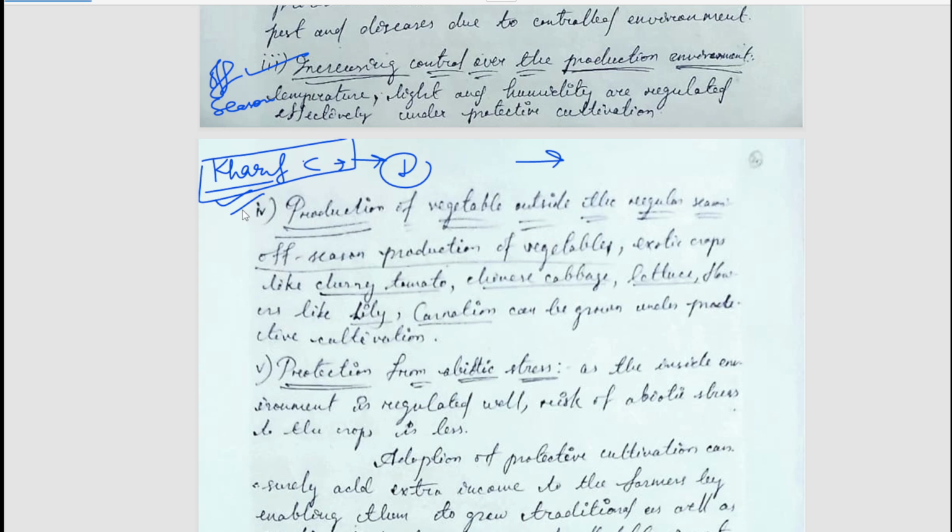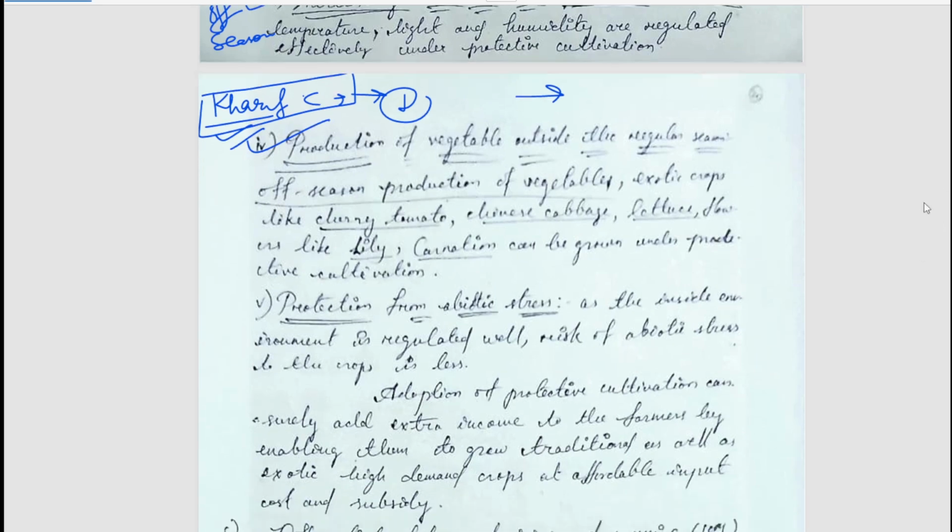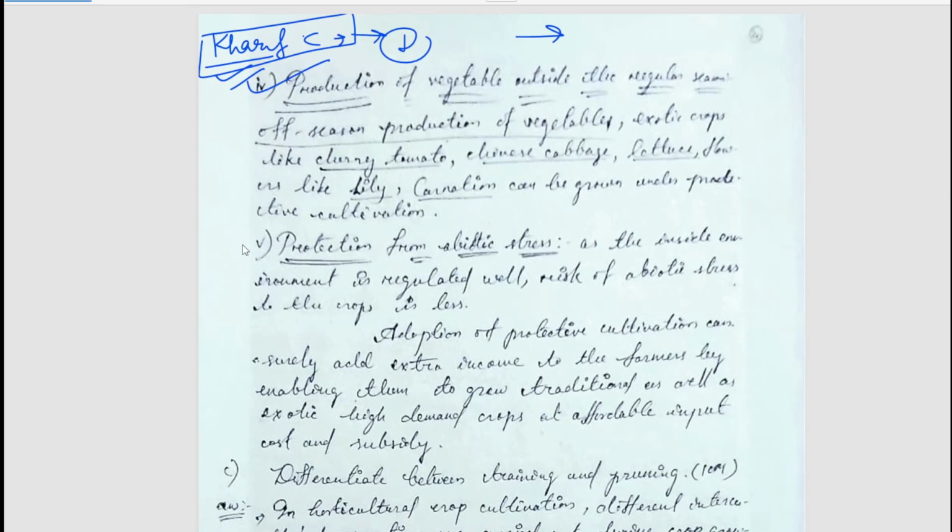Off season cultivation: you can produce vegetables outside the regular season. Obviously, one point written is protection from abiotic stress. So, well written points. If you want to read it, you can simply pause the video and read the answers.